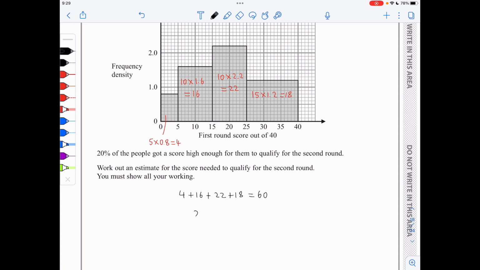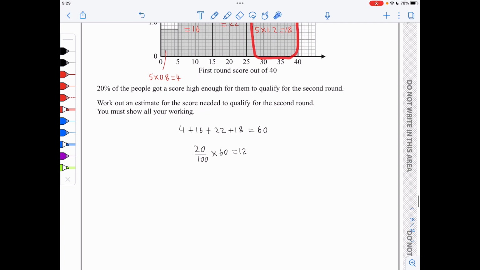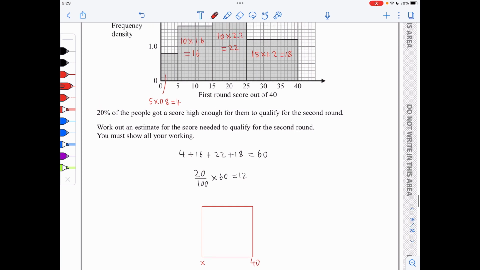And 20% of that, so 20 over 100 times 60 works out to be 12. So the first 12 were to qualify for the second round. Now it is certain that the 12 people are somewhere here. So I will actually draw a bar, a rectangle, that goes from x up to 40. There it is, from x up to 40. It has a height of 1.2, and we want the area of this to be 12.